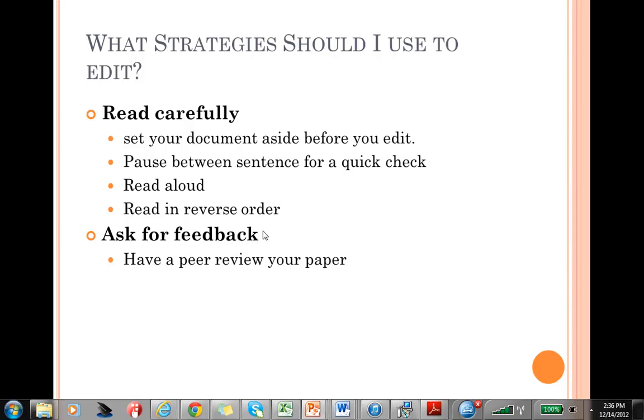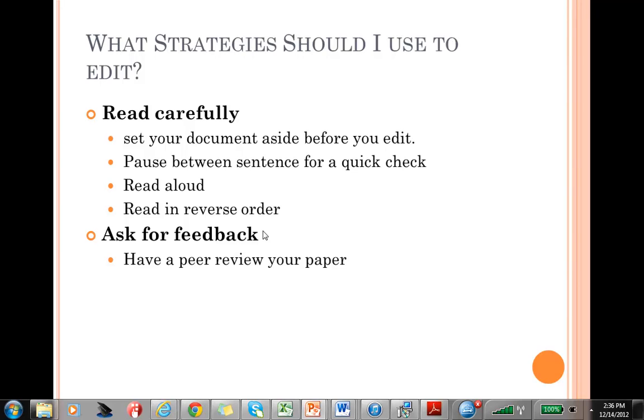You can also read carefully. You want to set your document aside before you proofread it, because you won't be able to see your errors right away. Pause between every couple of sentences. Pause and take a break, and think about what you've read, and then go back to it, so you don't get caught in the flow of your essay that you've read 1,000 times.